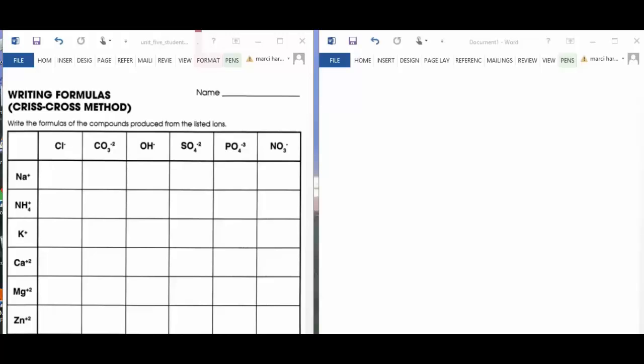Alright, let's just start out with the first one. All the cations, remember, are going to be written first in an ionic compound. So the cations are listed down the left side of the page. We're going to start with sodium, for example. And then on the top side of the page are all your negative ions, or your anions. And those are going to be written second in each one of the ionic compounds. So I want to start with the combination of sodium and chlorine.